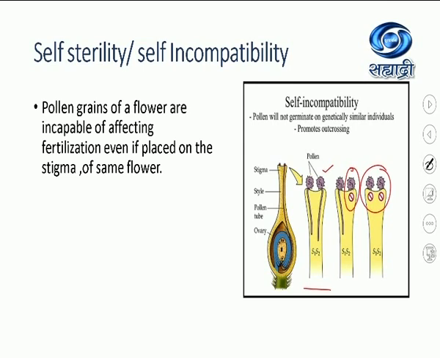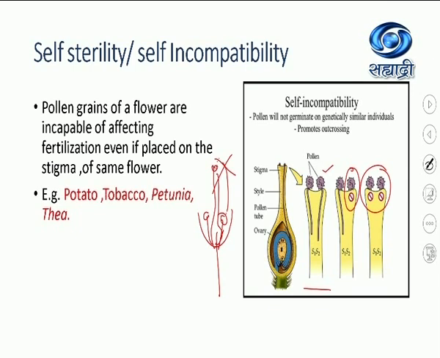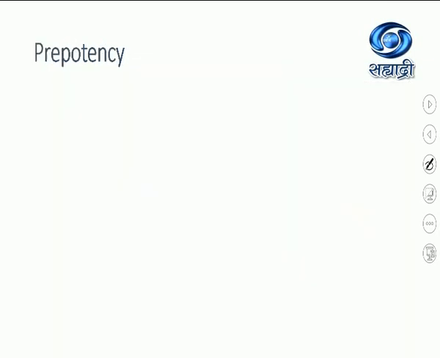So, in simple language, this is one flower. This flower has, say, anthers, and this is the stigma, style, ovary. You take some pollen grains, you dust them on the stigma, they will not germinate, they will not form a pollen tube. This is self-sterility or self-incompatibility. It occurs in potato, in tobacco, in petunia and tea. So, first we started with Dioecy, where we studied pistillate flower and staminate flower. Then we studied Dichogamy, protandry, protogyny. Third we studied self-sterility or self-incompatibility.